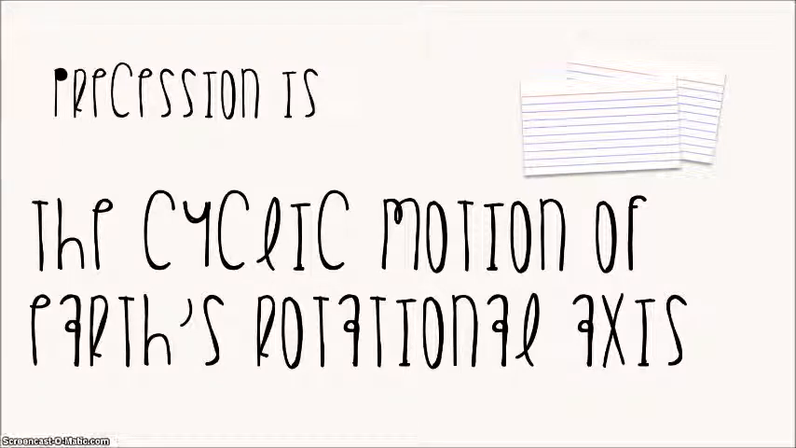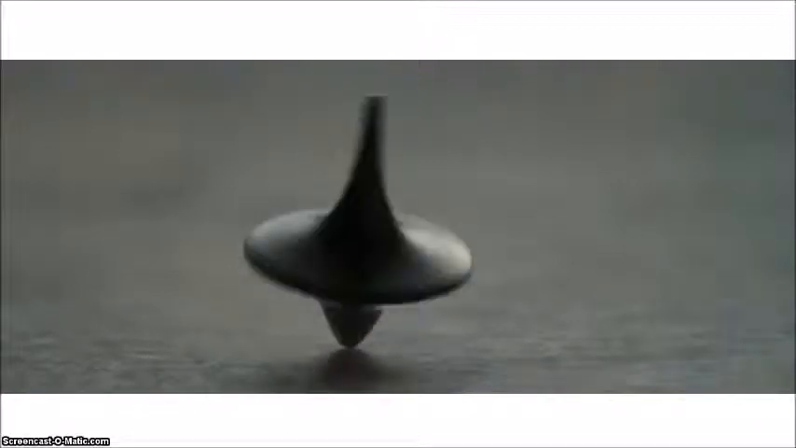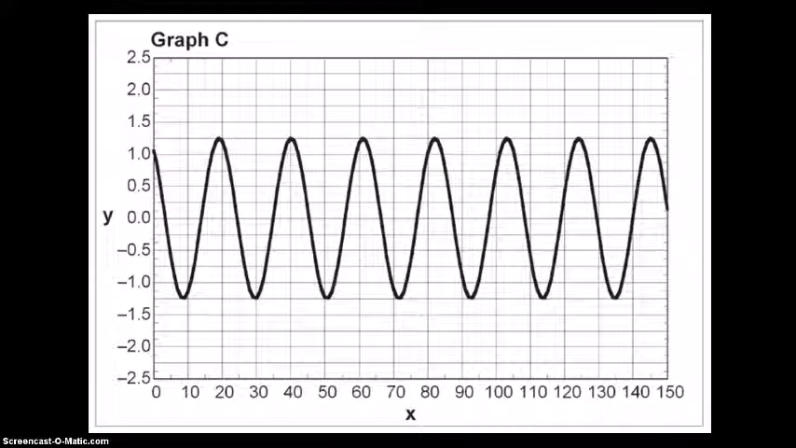Precession is the cyclic motion of Earth's rotational axis. It's like a top wobbling. Notice how it draws that nice circle in the air, just like that. That's precession. It most closely correlates with graph C because, again, it's about 20,000 years or so to complete one orbital cycle. So, where do we go from here?